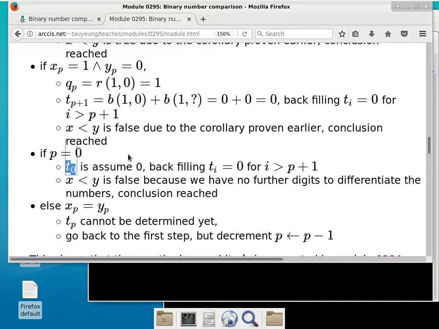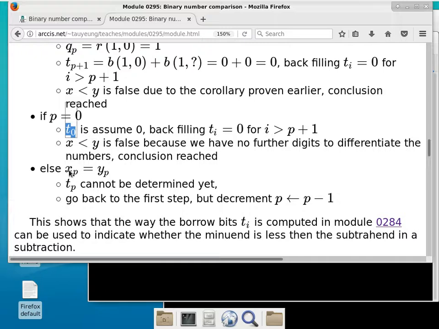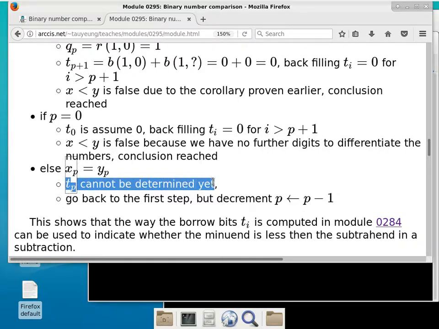Is that part okay? In other words, I'm reusing the same logic as before, but this time I'm tying in the logic with what we understand about the borrow bits. Okay? So otherwise, XP and YP are the same, but we have not exhausted all the bits yet. So what do we do? We basically come to the conclusion that TP, or the borrow bit at bit P, cannot yet be determined, because we have seen everything being the same up to here from the most significant bit.